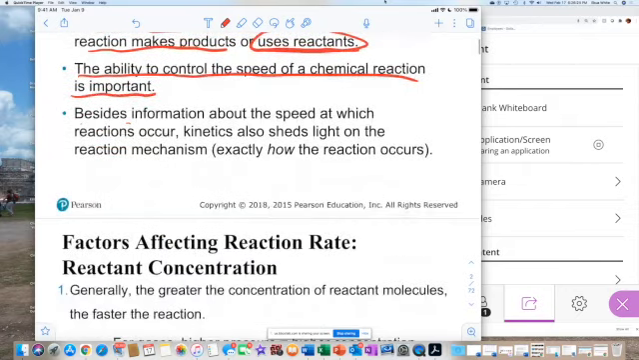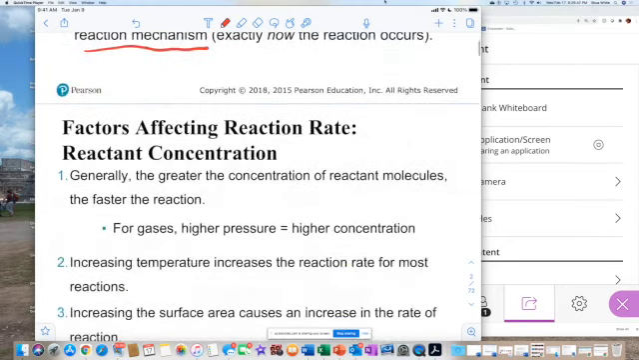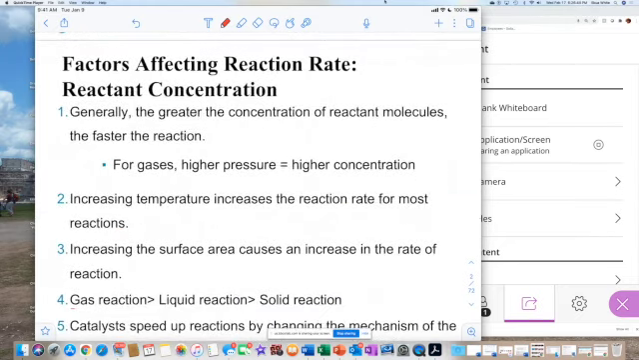The ability to control the speed of the chemical reaction is very important. Ultimately, sometimes we want the chemical reaction to occur faster. If that's our goal, we want to know how to influence the speed of the reaction without damaging or stopping the reaction. So besides studying the speed, we're going to be looking at the reaction mechanism.